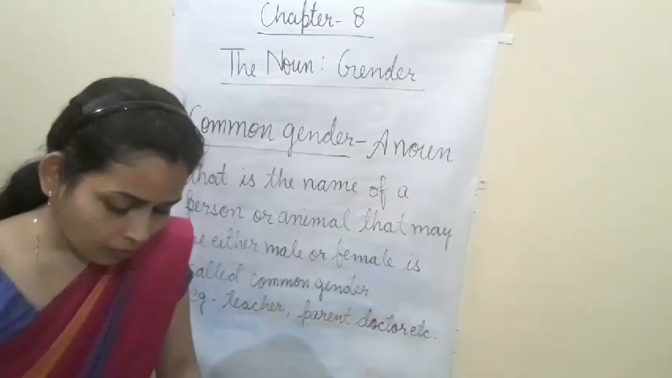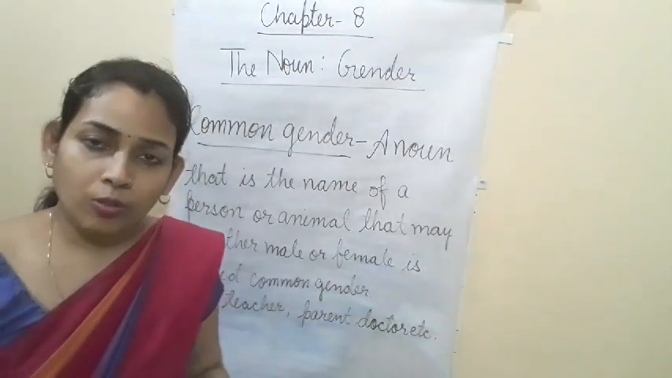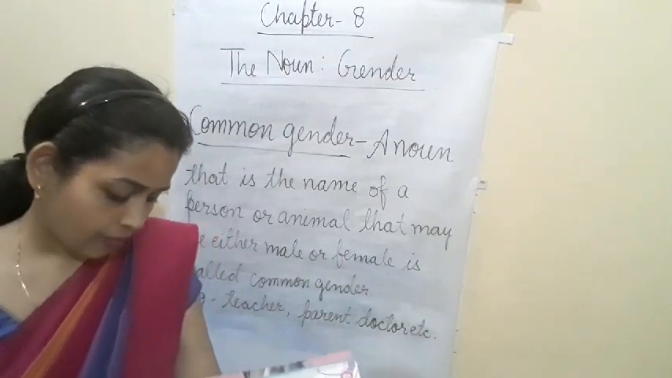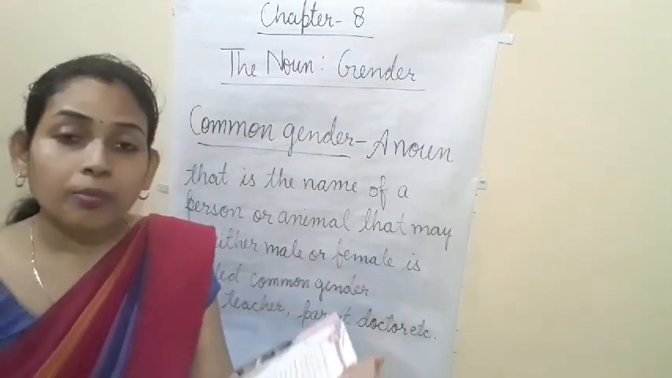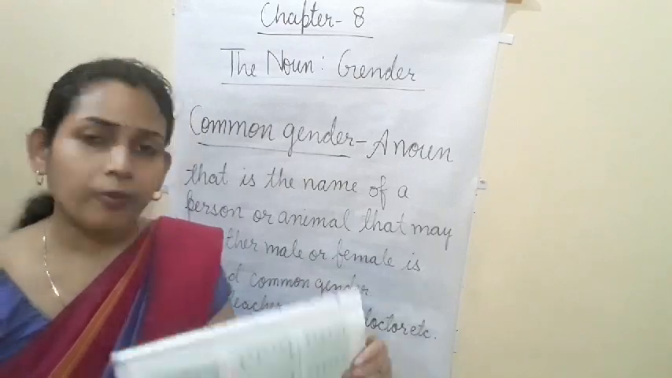Now in this chapter, what you are going to study, what you will revise. So here, page number 34, page number 35, here you can see so many examples of masculine and feminine gender given here.